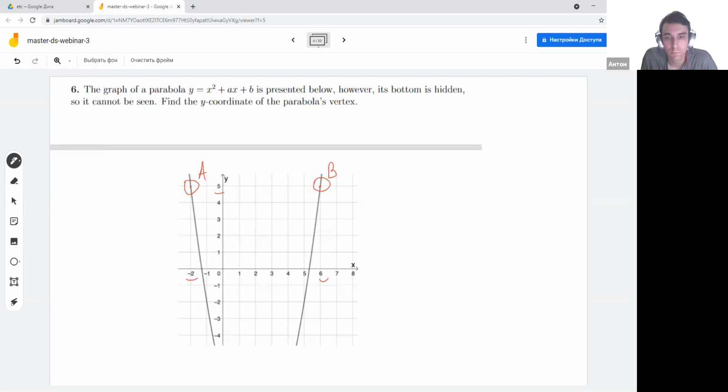So we have, for the point A, 5 equals minus 2 squared, which is 4, plus a times minus 2, which is minus 2a, plus b. And we also have, for the point B, 5 equals 36, because 6 squared, plus 6a plus b.